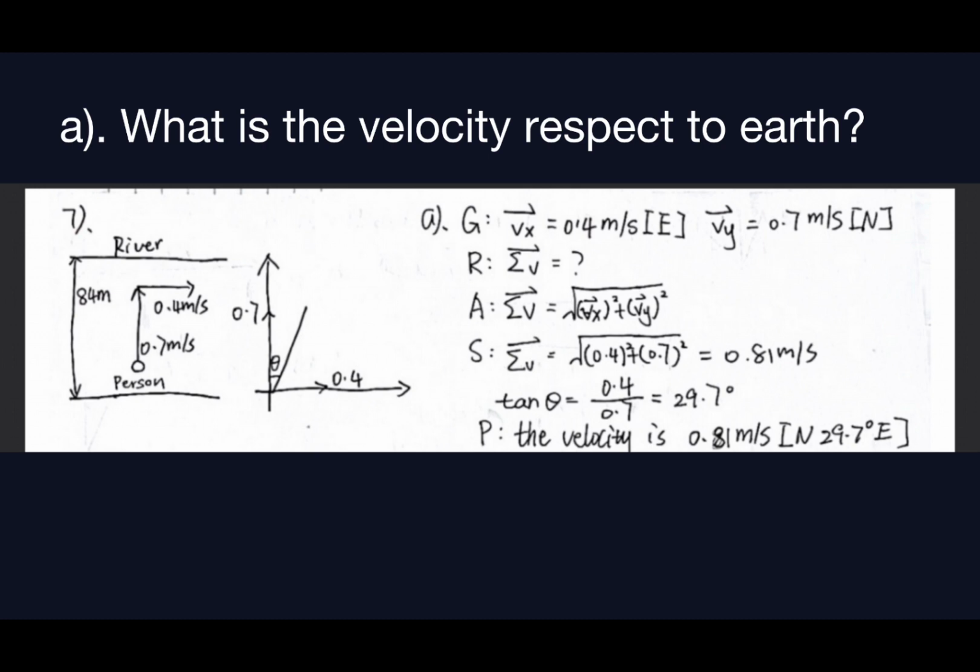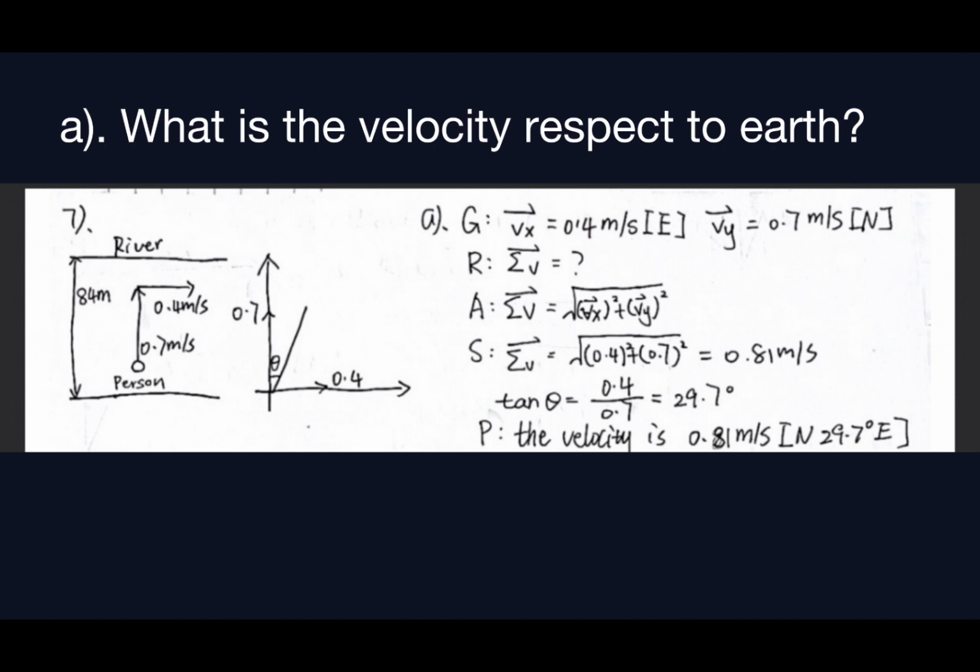So just consider the man itself. And on the left side of this picture is basically a graph of the motion. As you can see, the river is 84 meters wide, and I have added the velocity of the person and the current. There's an angle theta, which is the angle between the y component and the velocity. So let's look at the first question. What is the velocity with respect to the Earth?